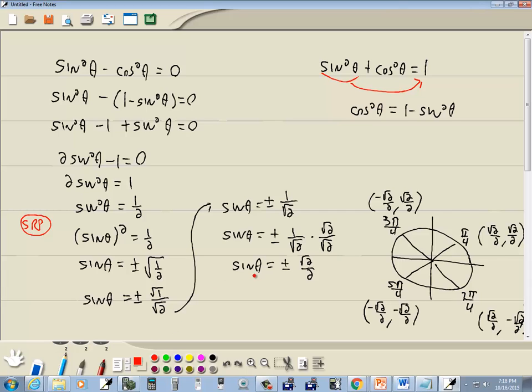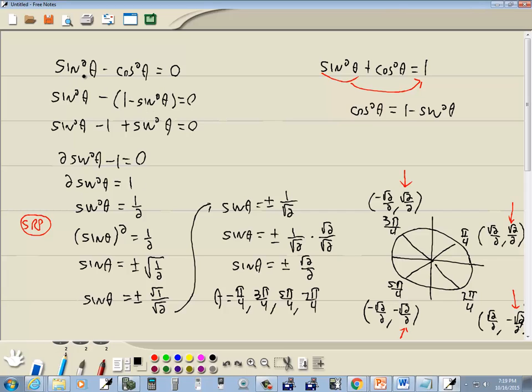Well, we're looking for sine, which is our y part on our unit circle, where it's equal to either a plus or minus square root of 2 over 2. Here's a positive square root of 2 over 2, here's a positive square root of 2 over 2, here's a negative square root of 2 over 2, and here's a negative square root of 2 over 2. So it appears like our answers are pi over 4, 3 pi over 4, 5 pi over 4, and 7 pi over 4. But we'd want to check these to see if they work.